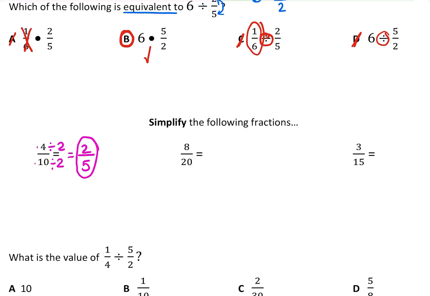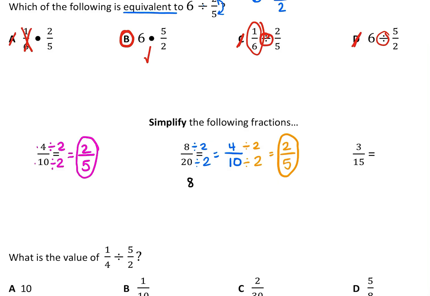All right, let's look at 8 over 20. What can I count by that gives me 8 and 20? Can I count by 2s? Yes, so that means I can divide by 2 on both of them. And then 8 divided by 2 is 4, and 20 divided by 2 is 10. Now we can realize that 4/10 is what we just did. So if we divided it again by 2, we would get 2/5. And that would be my final answer. So sometimes you might have to simplify more than once.